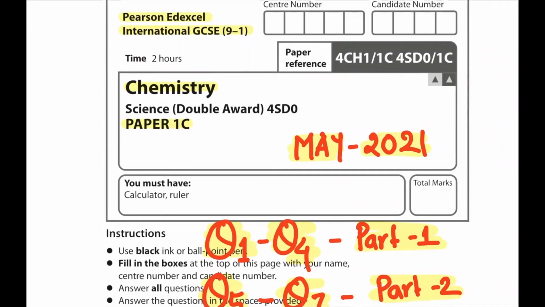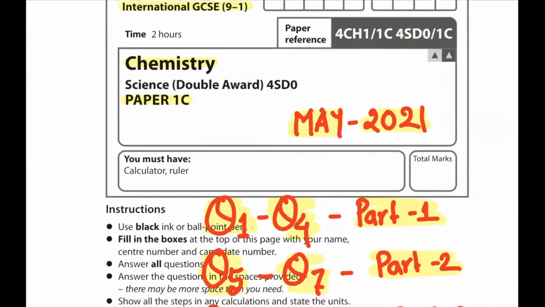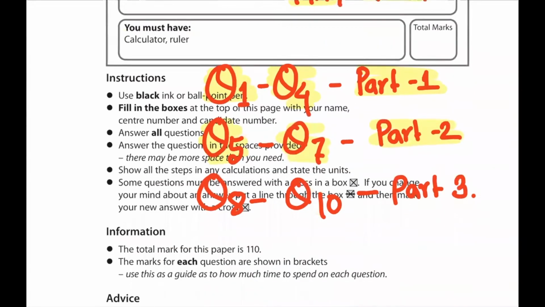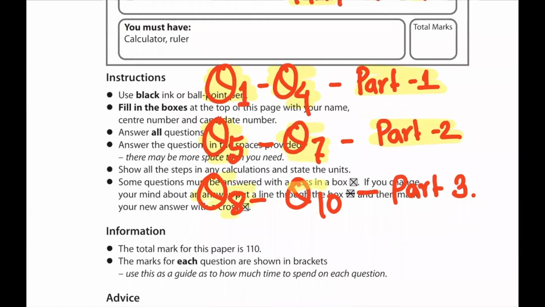Hello everyone. Today we'll be solving the EDEXCEL IGCSE 921 Chemistry Paper 1C May 2021 question paper. In this particular question paper, today we'll be solving from question number 8 to question number 10. This is a part 3 video.